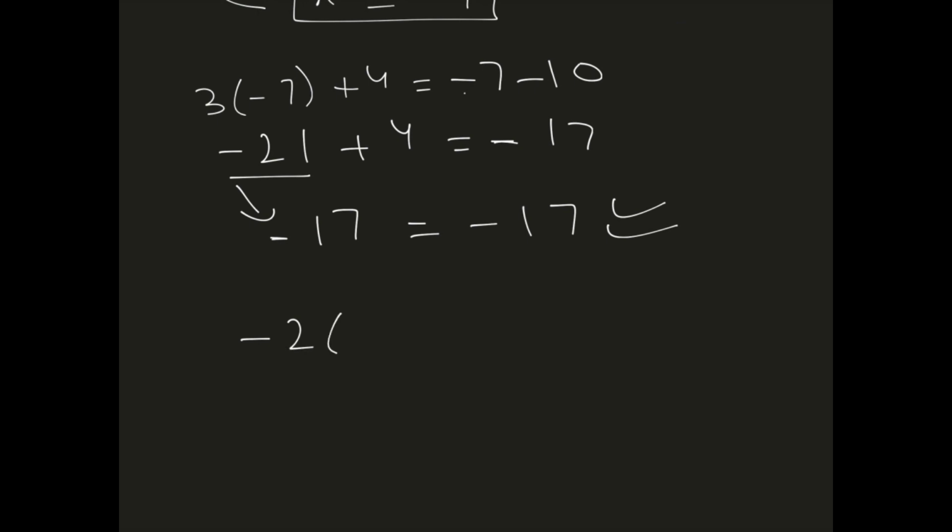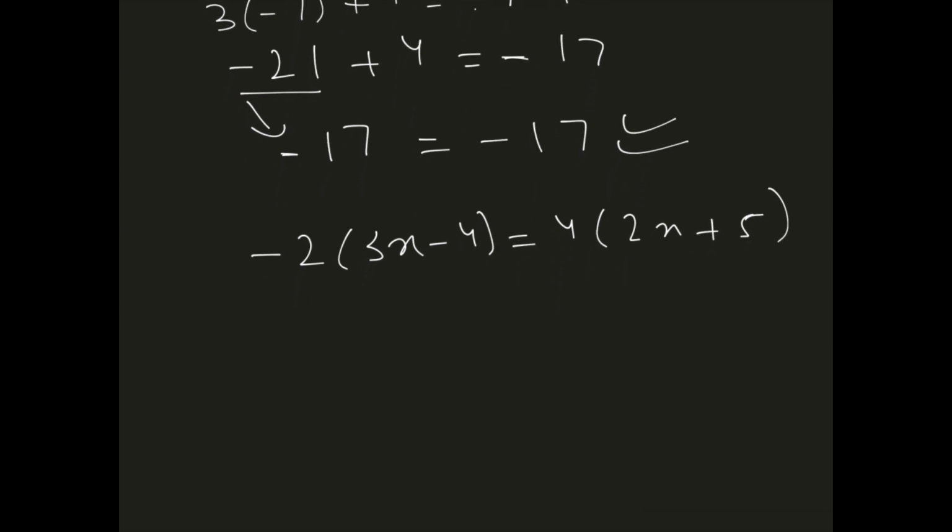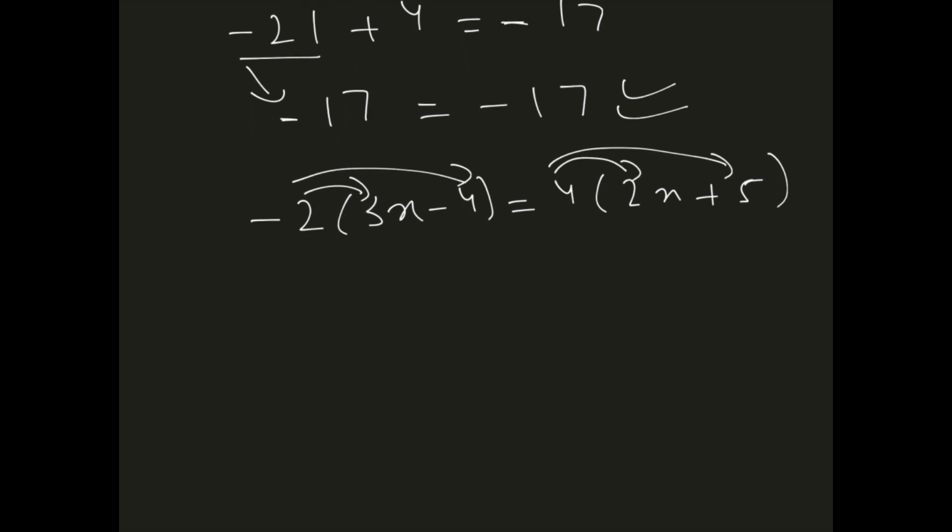So let's say we have minus 2 times (3x minus 4) is equal to 4 times (2x plus 5), right? So first you will expand it. You'll multiply the 2 with this, and you'll multiply the 4 with this and with this. So minus 2 into 3 is minus 6x, and minus minus becomes positive, and 2 into 4 is 8. 4 into 2 is 8x, and 4 into 5 is 20.